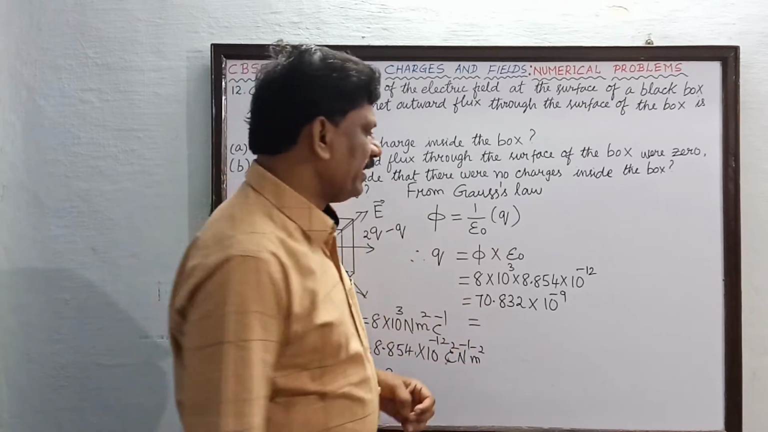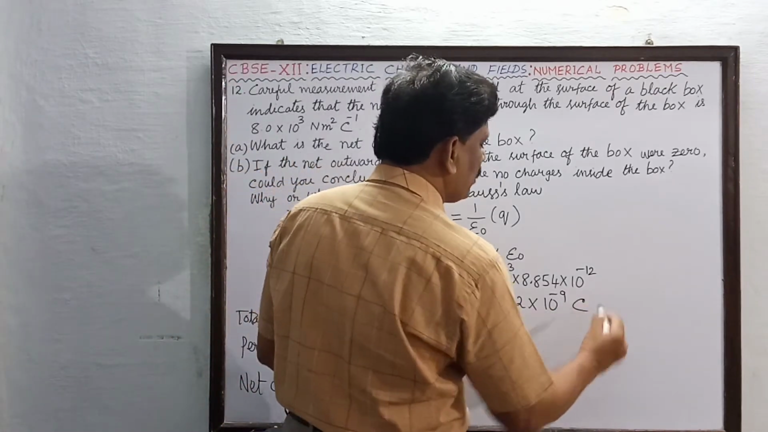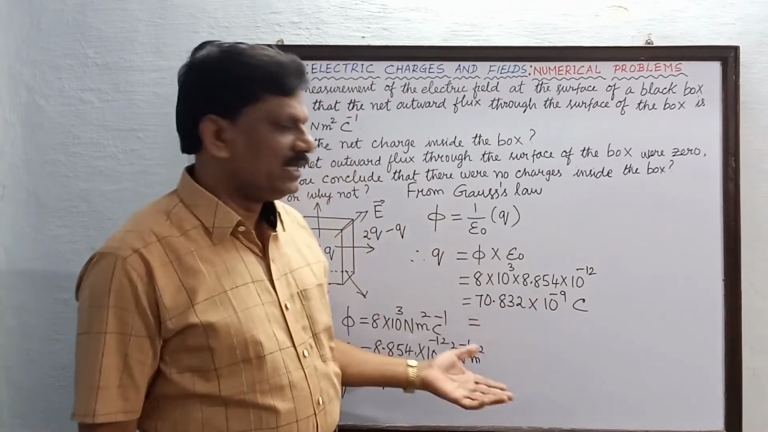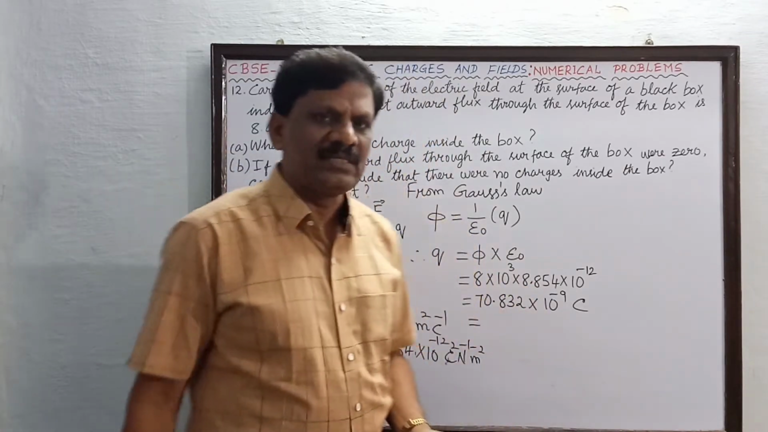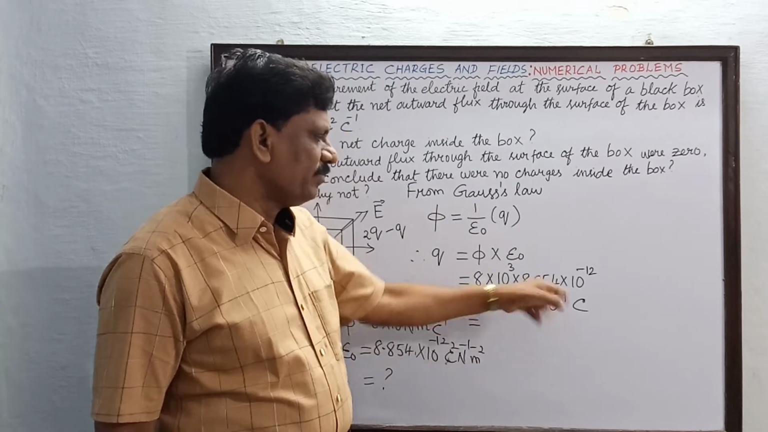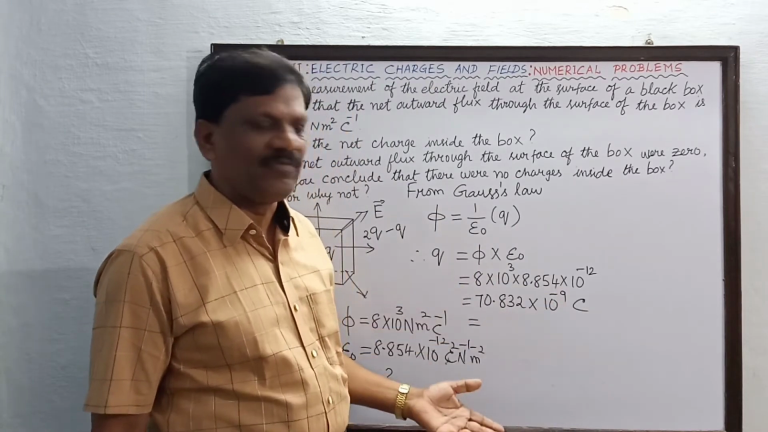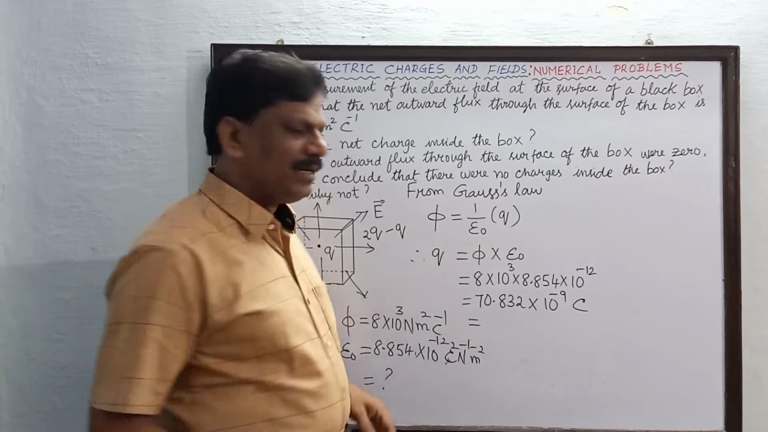So 10 power minus 9 and the unit is Coulomb. 10 power minus 9 Coulomb is nano Coulomb. But normally we express it in micro Coulomb, so that is 10 power minus 6 I am going to express. Therefore I am going to adjust the decimal places.